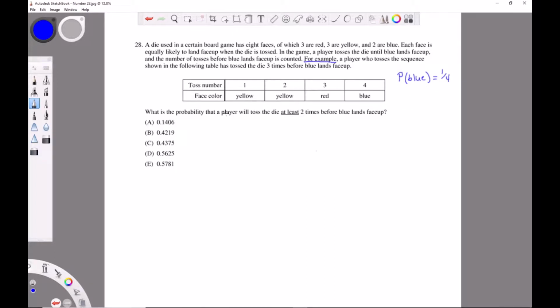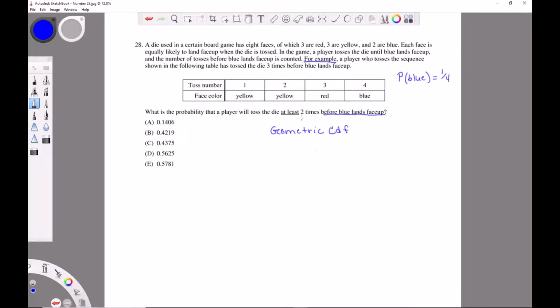So what is the probability that a player will toss the die at least 2 times before blue lands face up? It's easy to miss the fact that what you're doing is looking for the first success. You either get a blue or you don't. The probability of getting a blue is constant, 0.25, and all of your tosses are independent. This is going to be geometric. And since it's at least, this will be a geometric CDF.